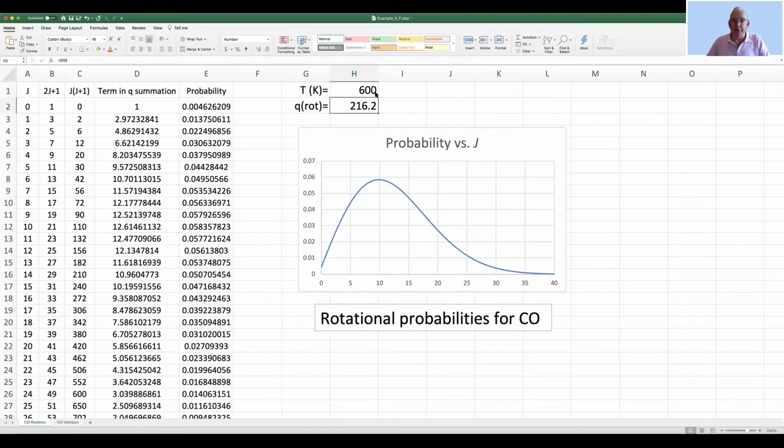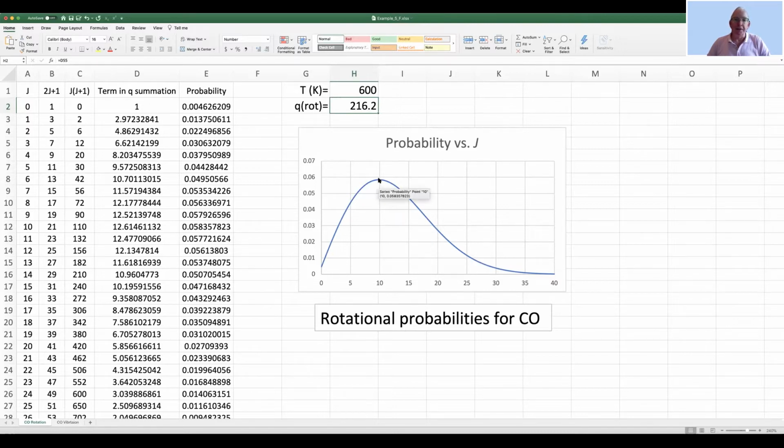If I do that, my probability curve clearly gets broader, right? Now I've got significant populations extending out into j equals 30 quantum number, right? My partition function is now up to 216. If you're not careful, the partition function might seem like it's too big here, right? Because I'm saying I'm out to j equals 30 and out to 216, but remember there's 2j plus 1 states for each one of these j's, right?